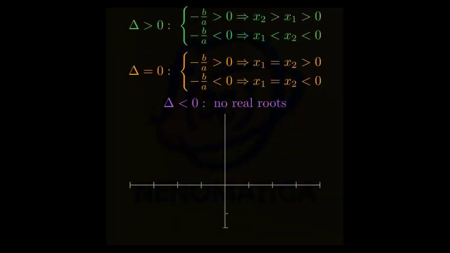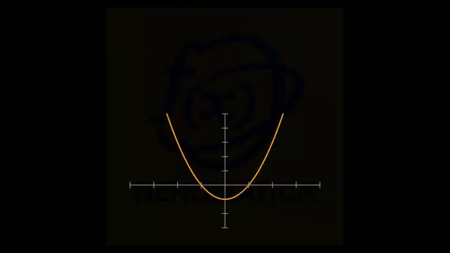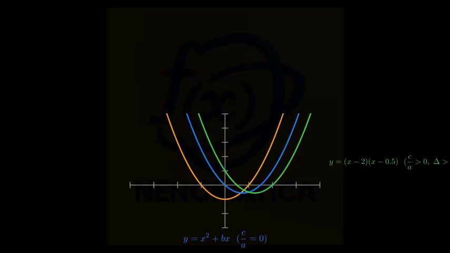Let us connect these rules with a quick parabola intuition. When c over a is less than 0, the y-intercept and the leading coefficient have opposite signs, forcing the graph to cross the x-axis on both sides of 0. When c over a equals 0, the constant term vanishes, so x equals 0 is a root. When c over a is greater than 0 and delta is positive, both intersections lie on the same side of 0, decided by the sign of negative b over a.